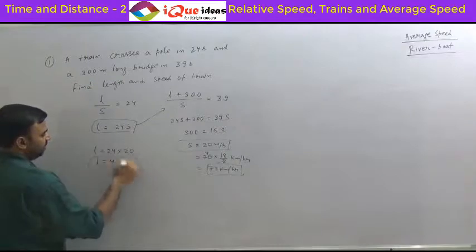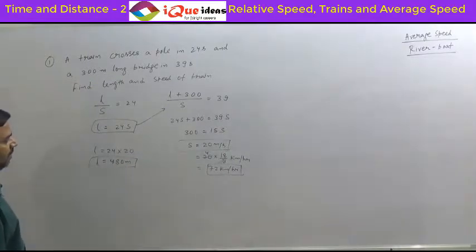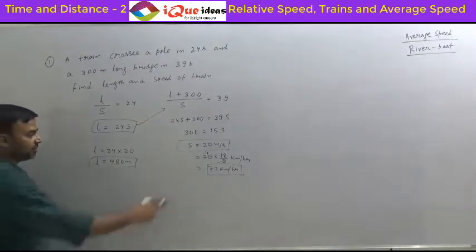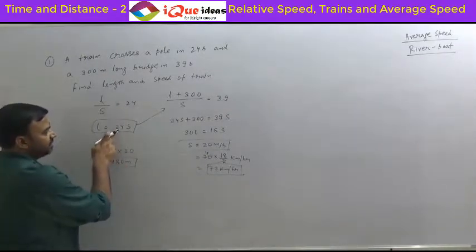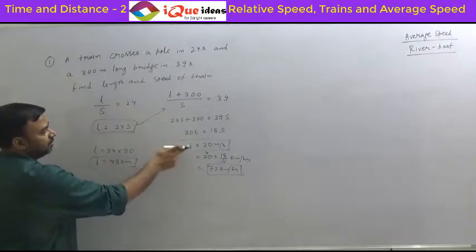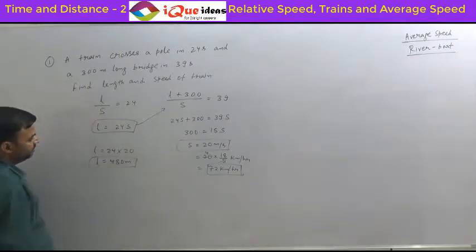So the length of the train is 480 meters and the speed of the train is 72 kilometers per hour or 20 meters per second. Be careful, don't put 72 here in place of S, right? Because this 24 was in seconds. So the value of S will be 20.